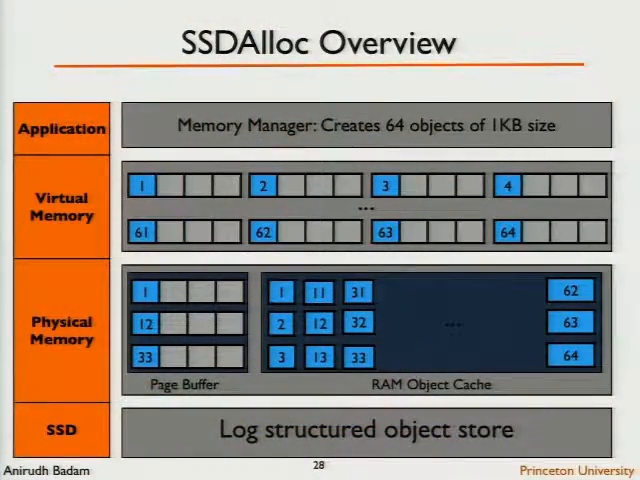So here's an overview of how SSDAlloc works. Let's say you have a memory manager like malloc, in this case SSDAlloc. Let's say you create 64 objects of size 1 kilobyte each. What a traditional malloc memory manager would do is take 16 4-kilobyte pages, split them into 64 1-kilobyte objects and return these pointers to the application. What SSDAlloc does is create 64 different 4-kilobyte virtual memory pages and allocate these 64 pointers as these 1-kilobyte blobs of data to the application. The 3-kilobyte portion in each of these virtual memory pages is not utilized for allocation in the future.